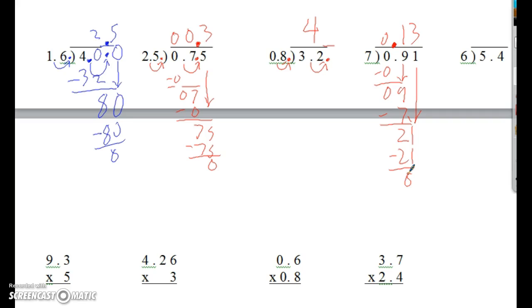0.13. There are no 6's in 5. Bring down my 4. 6 into 54 is 9. Nothing left. Don't forget, got to line this decimal up, so my answer would be 0.9.